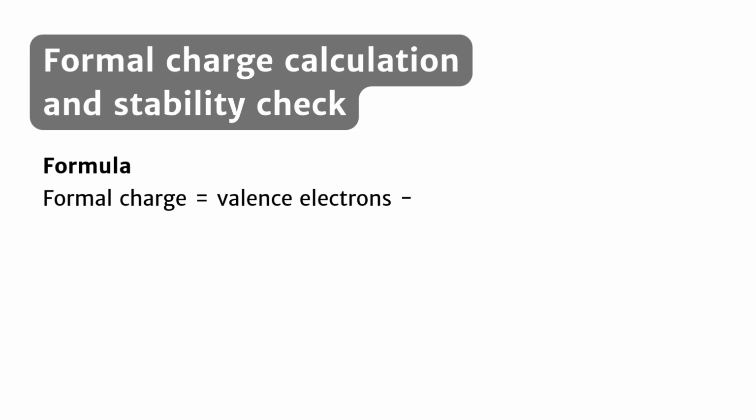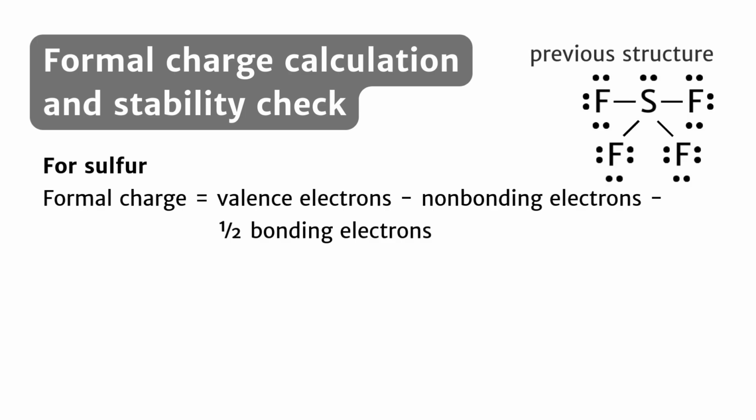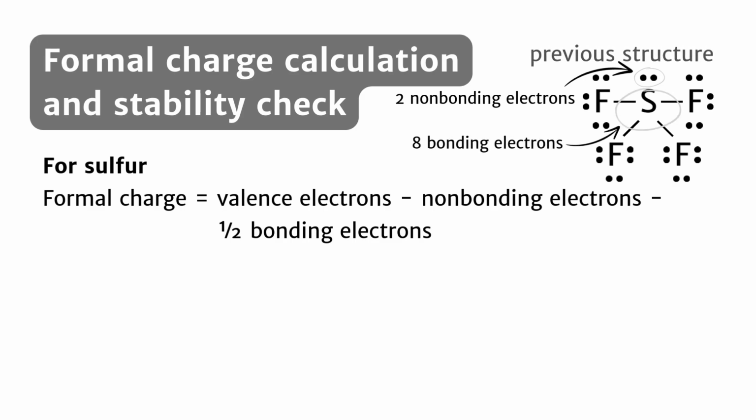This is the formula we can use to calculate formal charges for the SF4 Lewis structure. Formal charge equals valence electrons minus non-bonding electrons minus half times bonding electrons. Just input the data and allocate the values to obtain the formal charges for each individual atom. For the sulfur atom, valence electrons equals 6, non-bonding electrons equals 2, and bonding electrons equals 8. So, the formal charge will be 6 minus 2 minus half multiplied by 8, which equals 0.